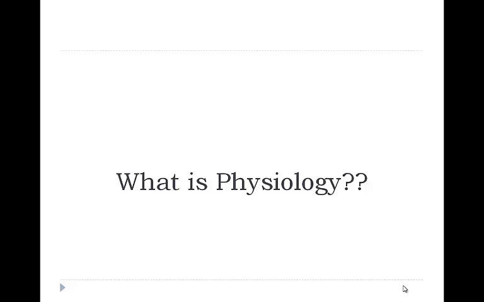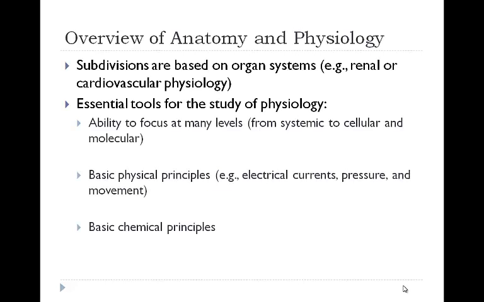So if anatomy is structure, then physiology is going to be function. And function is always based off of the structure. So with our anatomy and physiology, we're going to have subdivisions. They can be based on your organ systems, like your kidneys, or your cardiovascular system, or your digestive system. Stuff like that. We can subdivide these into different organ systems.